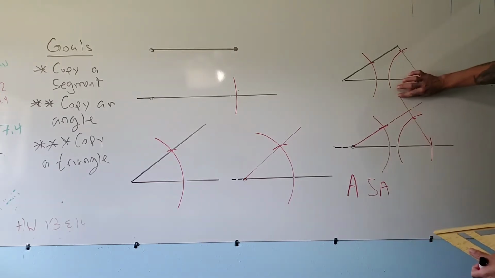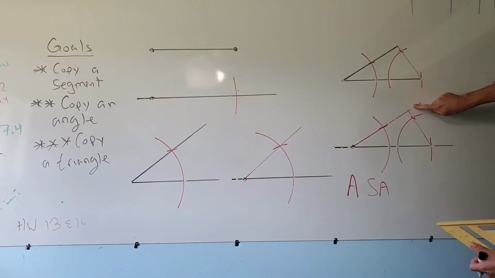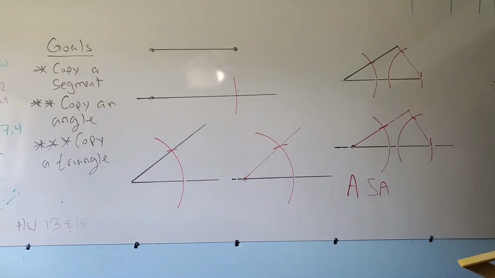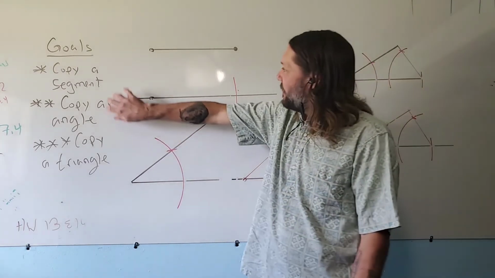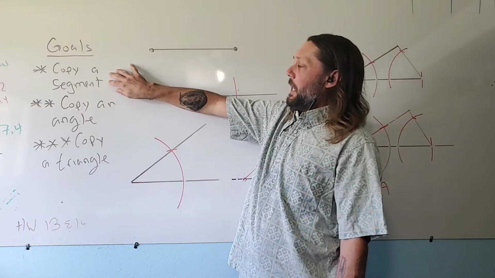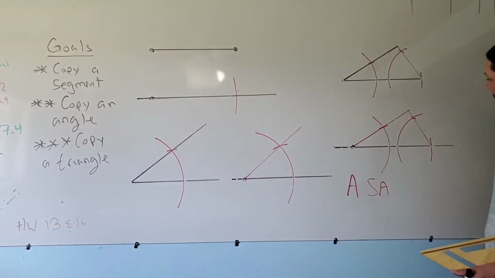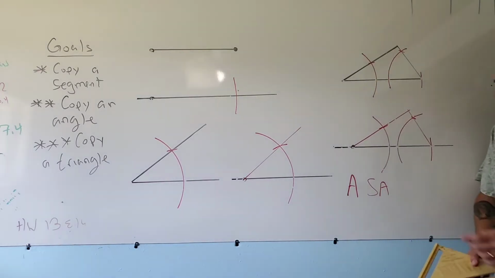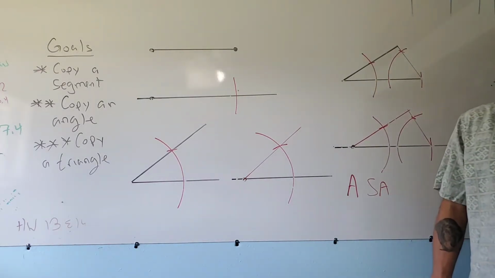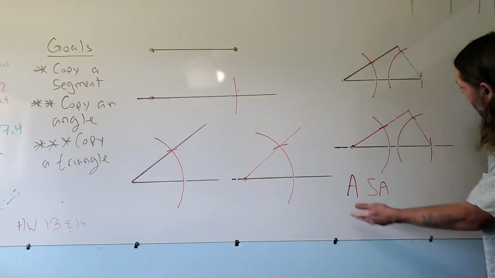And so if I just erase this, and I erase this, it looks to me that I've pretty much built this triangle by copying an angle, then the side next to that angle, and then the angle at the other end of that side. So if I follow that pattern, I'm guaranteed to make identical triangles. And we call this way to make identical triangles angle side angle.